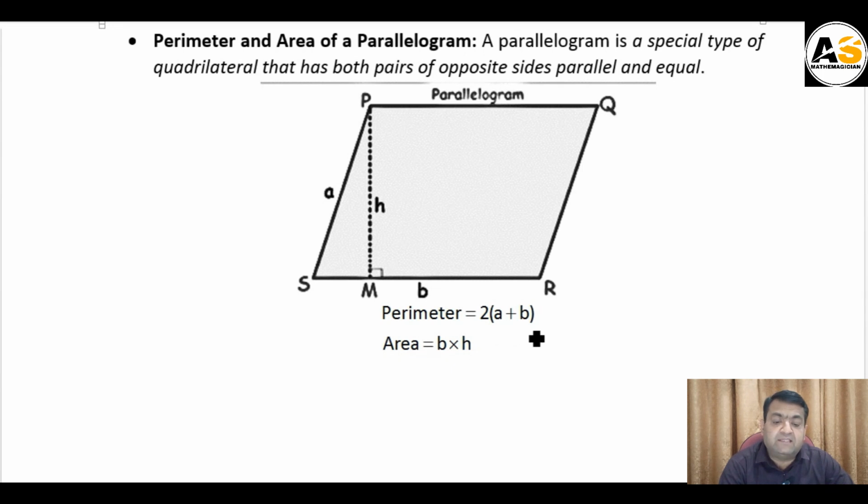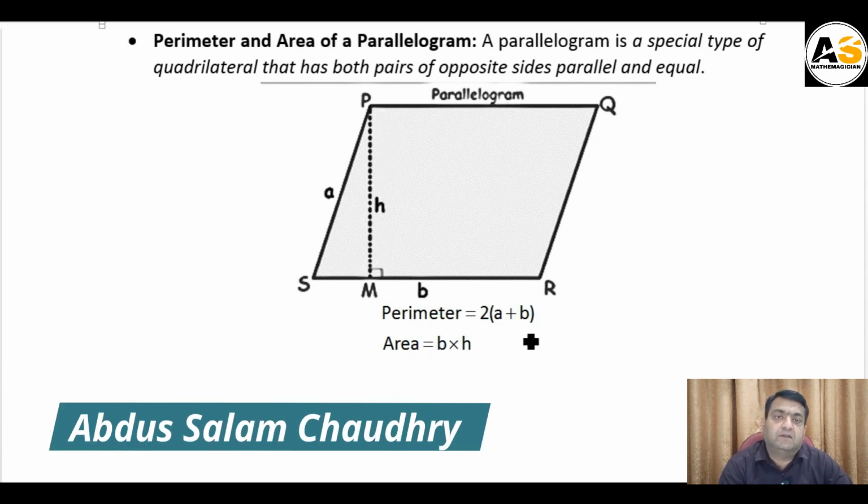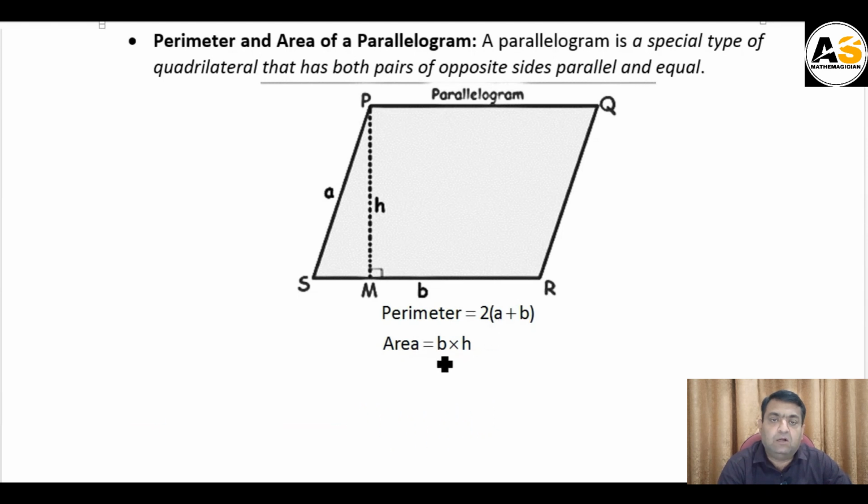So the perimeter is the same, 2 times length plus width. If this length is B and width is A, its perimeter will be 2 times A plus B. But its area will be base, this base, multiplied by this height. Height is the distance between two parallel sides, the base and the opposite side, the perpendicular distance. This is height. So its area will be base into height. For a rectangle, height is the width itself, so area is length into width. But in a parallelogram, the area is base multiplied by height.